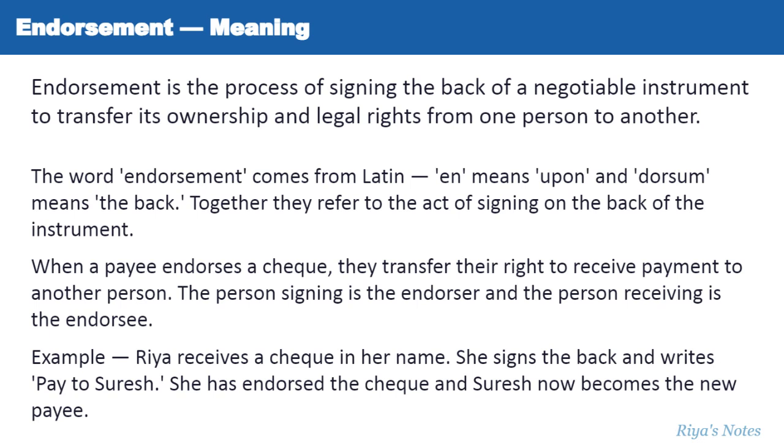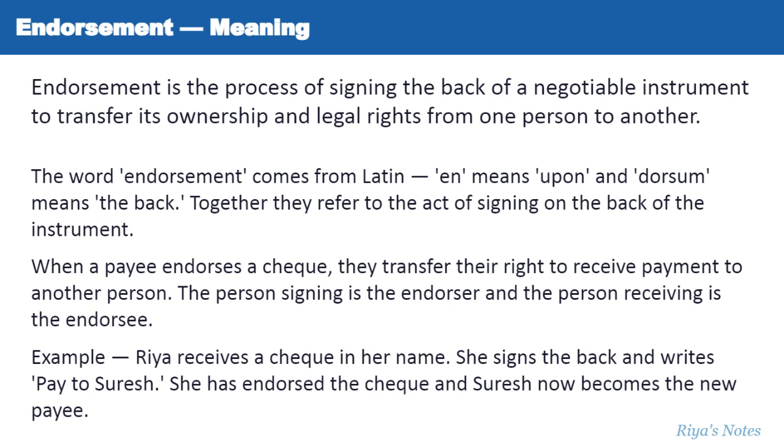Meaning. Endorsement is the process of signing the back of a negotiable instrument to transfer its ownership and legal rights from one person to another. The word endorsement comes from Latin en, meaning upon, and dorsum, meaning the back. Together they refer to the act of signing on the back of the instrument.